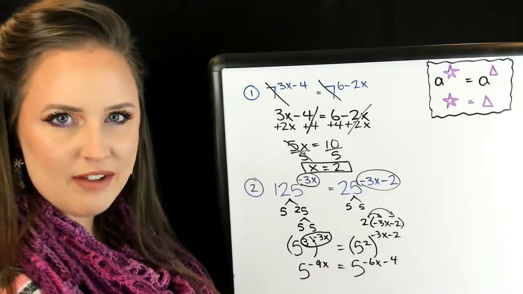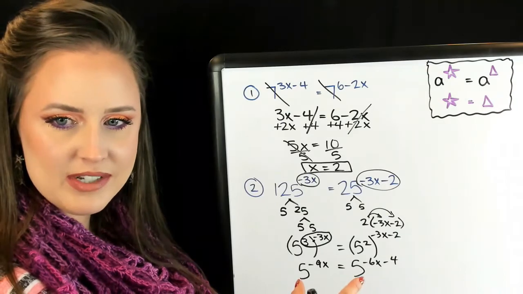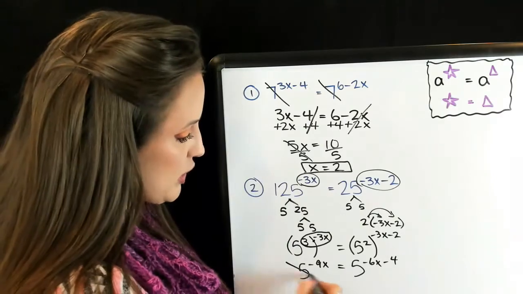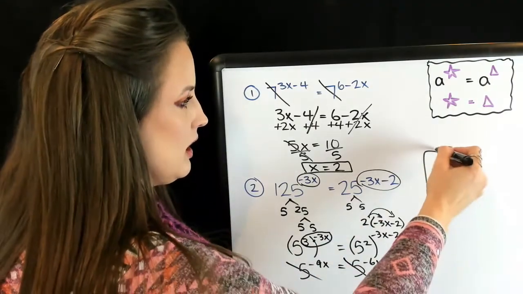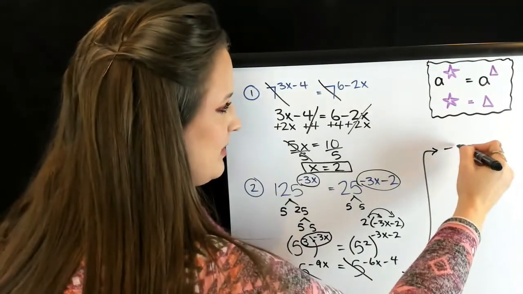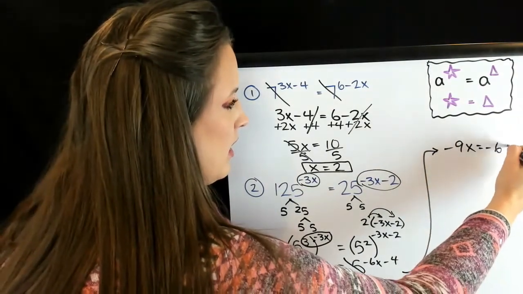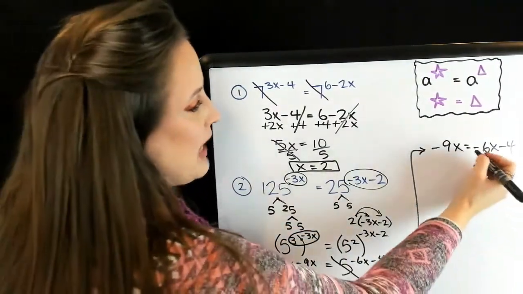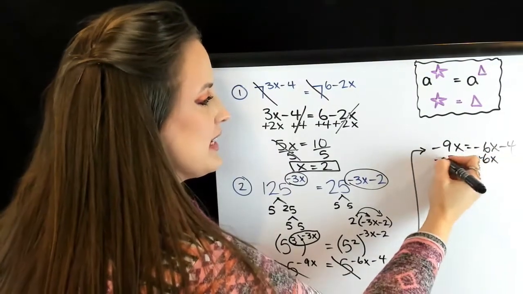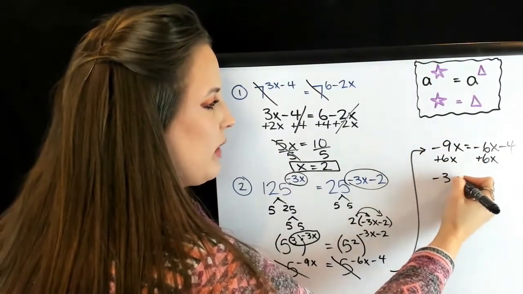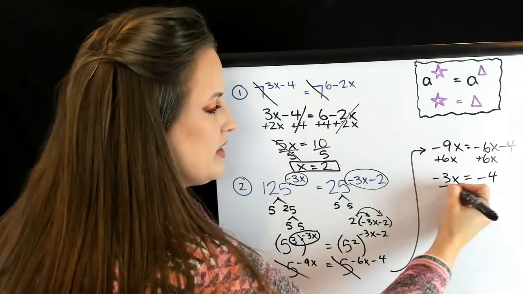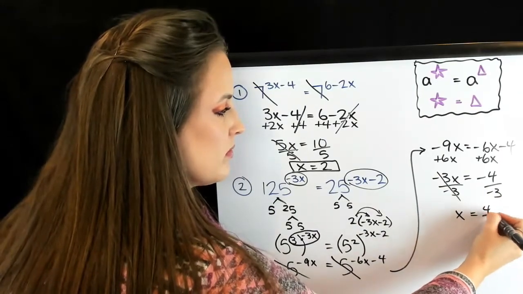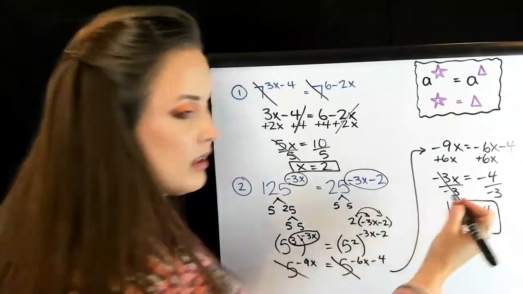Now you can do that distribution after you cancel the bases, but basically, hey, we have 5 to something equals 5 to something. Therefore, the somethings must be equivalent. So we're going to drop those bases. So now we have negative 9x equals negative 6x minus 4. Just like that. So now let's add the 6x so that the x's are on the same side. And just finish her out real quick. And then divide by negative 3. So your final solution would be 4/3.